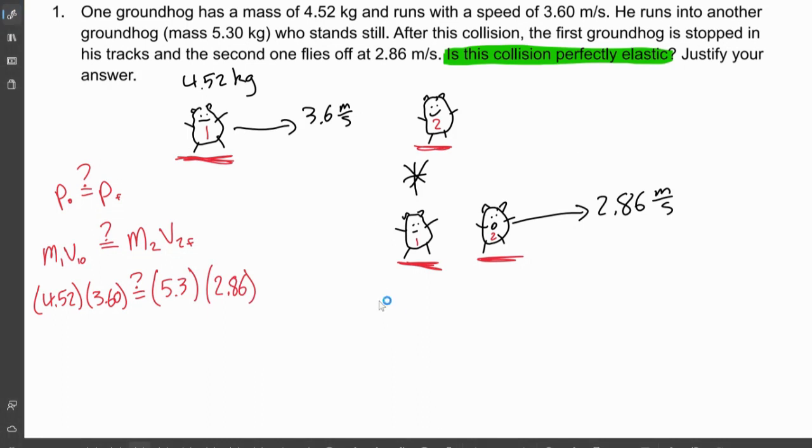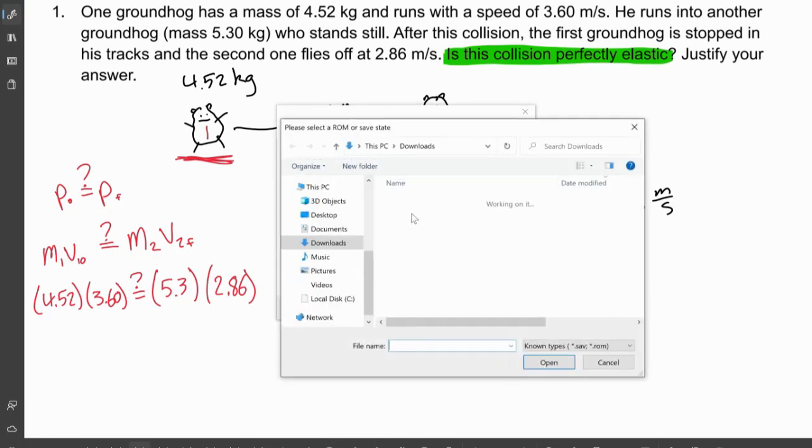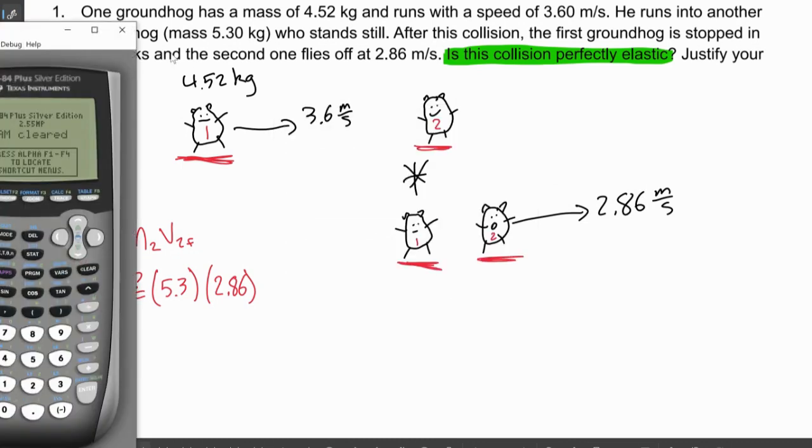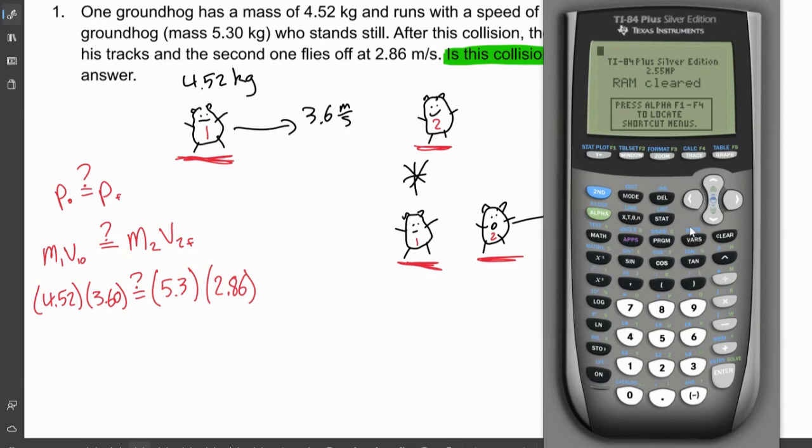Okay. I'll get my calculator pulled up here. I have to open the right program. Here we go. There it is. So get the calculator here. All right, we got 4.52 times 3.6. That gives me 16.3 over here.